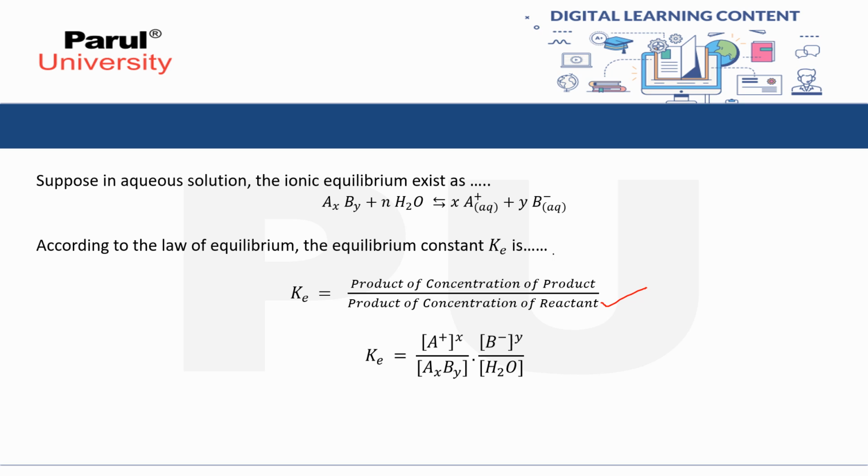Hence, for the equation AxBy plus nH2O, we have Ke, the equilibrium constant, equal to concentration of A+ to the power x into concentration of B- to the power y upon concentration of AxBy, which is the reactant, into concentration of H2O, which is also the second reactant. Here, the braces indicate the concentration in moles per liter.